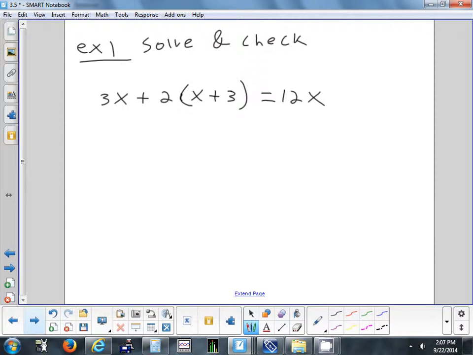Okay, so we have 3x plus 2, and then in parentheses, x plus 3 equals 12x. Okay, what would be my first step under the simplify? There is something we need to do. Savon? Distribute 2. Exactly. Distribute the 2. Can you tell me what that'll be? 3x plus 2x plus 6. Yep. Equals 12x. Now from here, it's just like a problem you had last week.